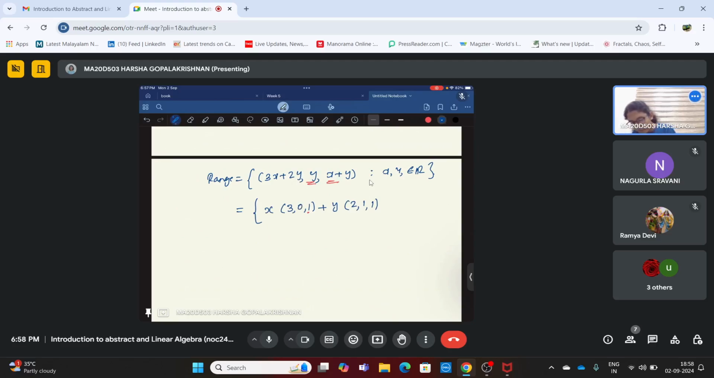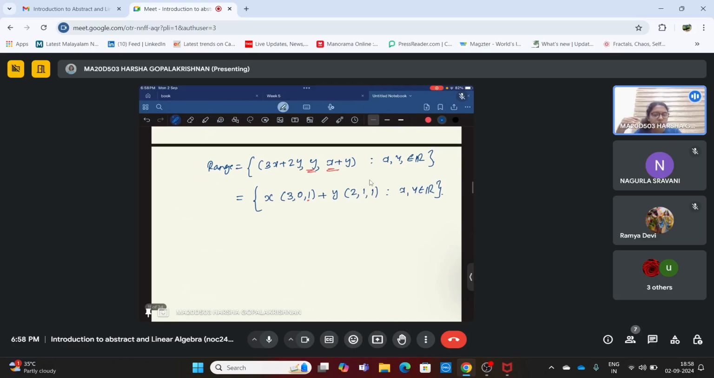What did we get? We took a typical element of the range, (3x + 2y, y, x + y), and extracted the x terms and y terms separately, so we get x into (3, 0, 1) plus y into (2, 1, 1). So any element from the range can be written as a linear combination of these two. This is nothing but the span of (3, 0, 1) and (2, 1, 1).